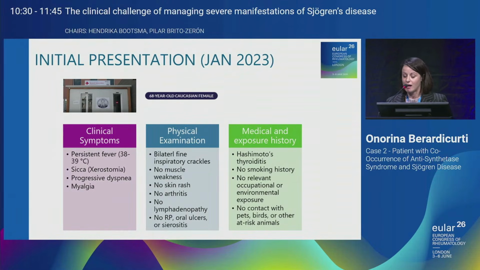without any results. At the physical examination, she presented bilateral fine expiratory crackles, but we didn't find any muscle weakness, any skin rashes, no arthritis, no lymphadenopathy, no renal phenomena, or ulcers, serositis, and so on. Actually, her medical history was unremarkable. In fact, she reported only the presence of Hashimoto thyroiditis, and she was taking medication only for this condition. She had no smoking history, no relevant occupational or environmental exposures, and no contact with at-risk animals.